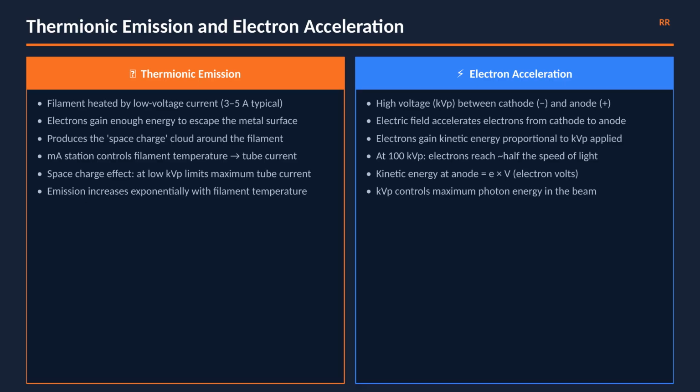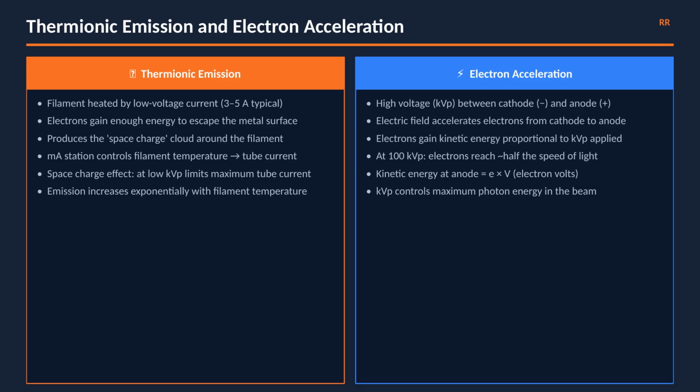More heat means more electrons boil off, which means higher tube current. Emission increases exponentially with filament temperature. A small temperature change produces a large change in tube current. At low kVp settings, the space charge effect limits how much tube current you can achieve. The space charge cloud partially repels incoming electrons, creating a ceiling on MA at lower voltages.